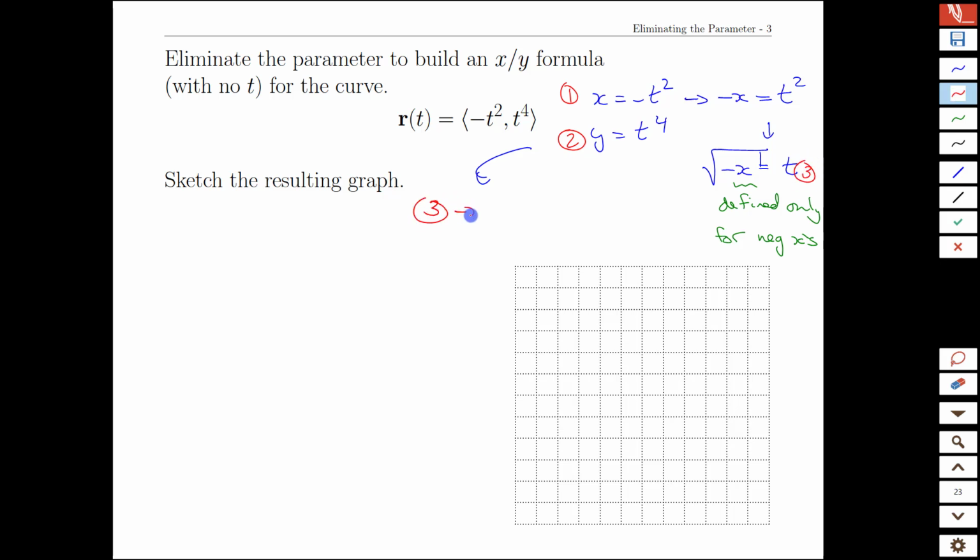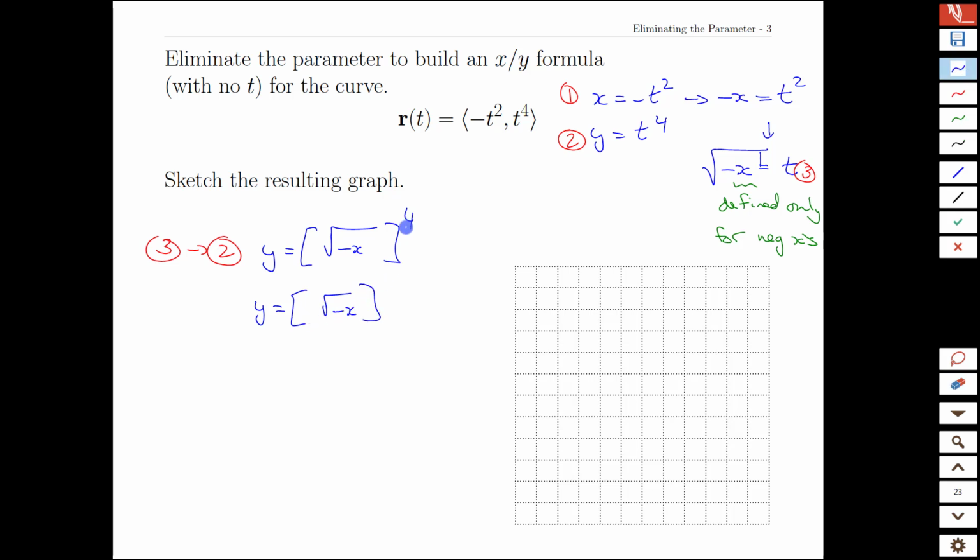Let's take 3, sub it into 2, and we're going to get y is equal to t to the 4, but t is equal to the square root of negative x. Now we're going to need to be a little bit careful with all of this. In fact, let's bring this over here so we have a little more room to maneuver. And what we're going to have is y is equal to, well, let's break this into pieces. Negative root, sorry, the negative's inside there, keep it there. So root negative x, and to the power of 4 is the same as squared and squared again.